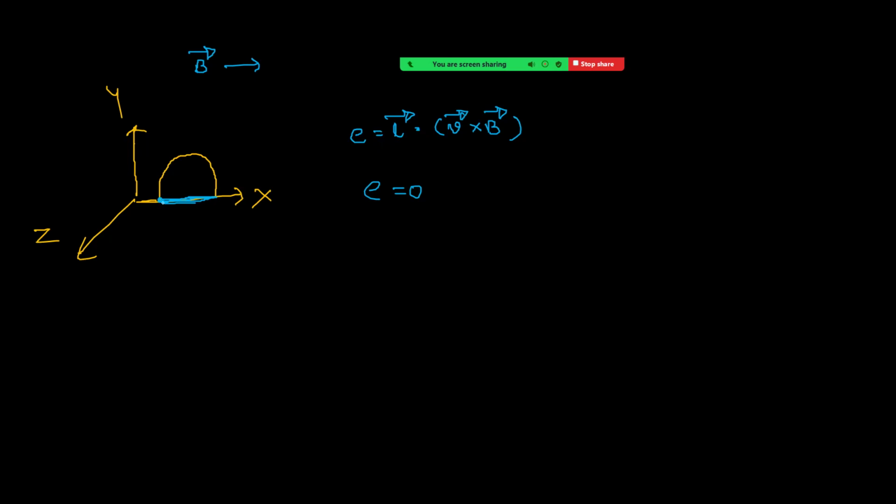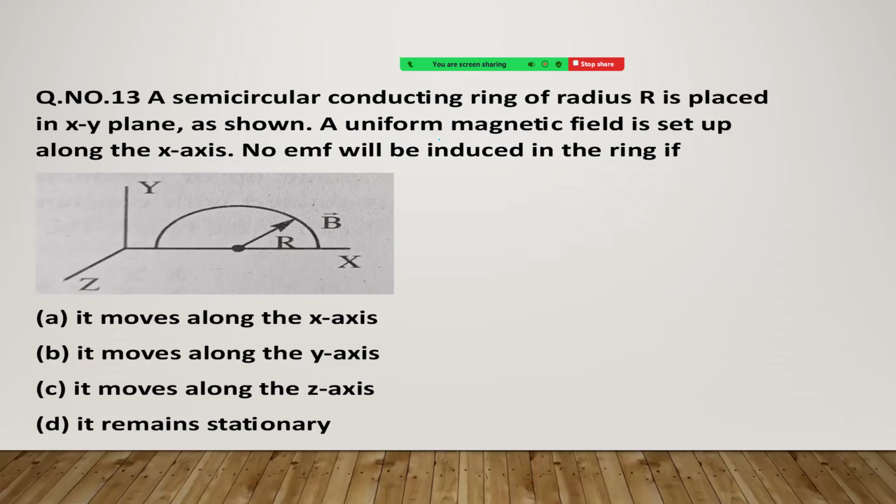Because L bar is along the wire, the length of the wire, and B bar is along the x-axis. Therefore, these two are parallel. That's why this is 0 irrespective of the direction of velocity. Okay. Let us see the next one.